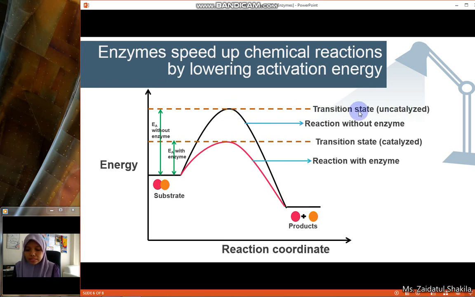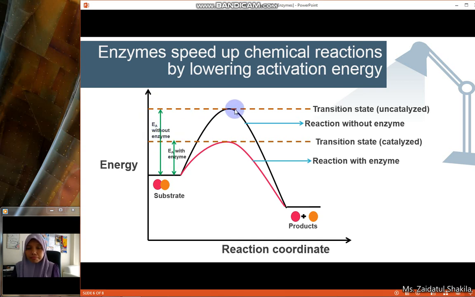So what is the transition state? Transition state is the unstable condition of substrate, where the substrate either breaks or forms the bond. So during this state, substrates are activated, and the molecules within the substrates collide. So in order to make a successful collision between molecules of substrate, energy is required, which is the EA, the activation energy.